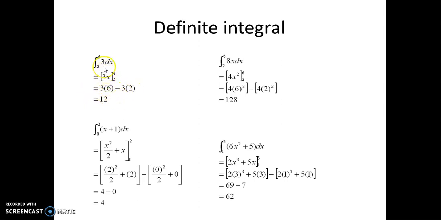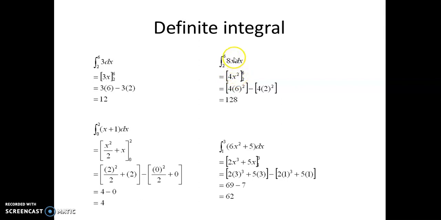So therefore I know the area below the curve between these two limits is going to be equal to 12. Let's look at another example. Here I have my definite integral of 8x between the limits of x equal to 2 and x equal to 6. So therefore, the indefinite integral of this is going to be 4x squared.